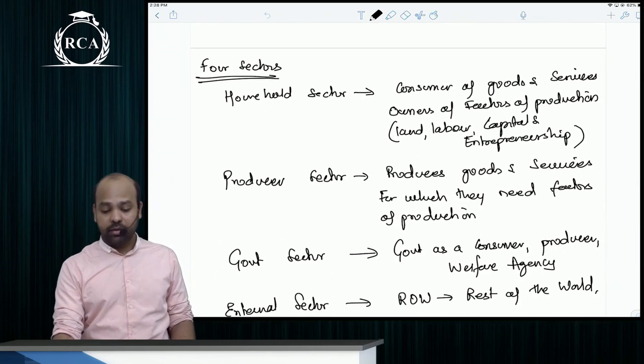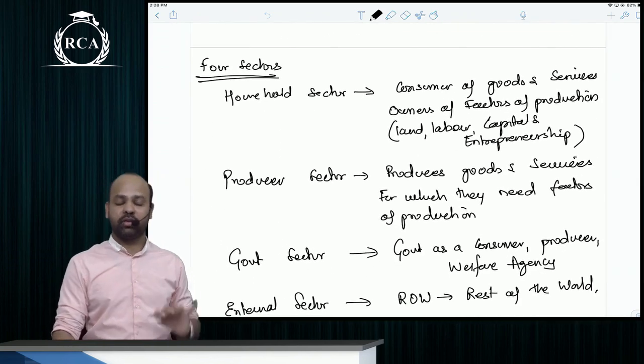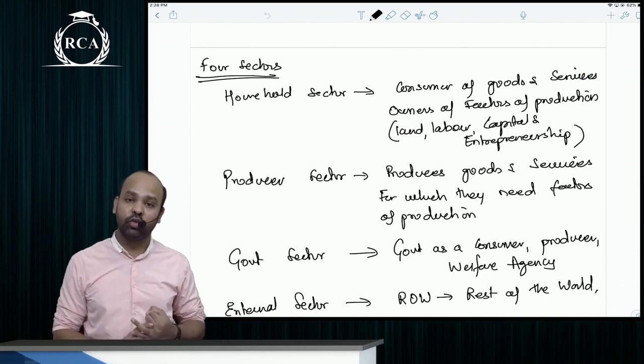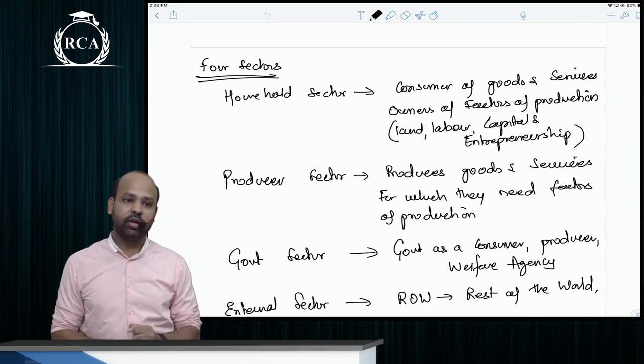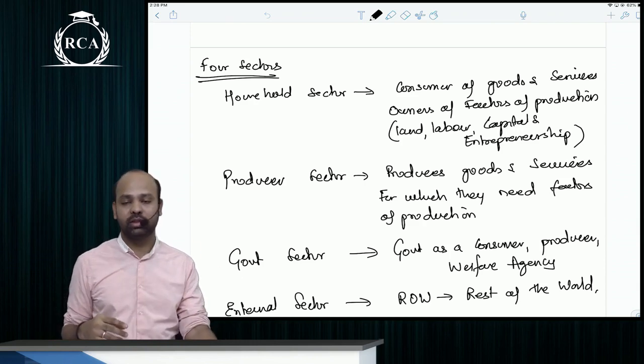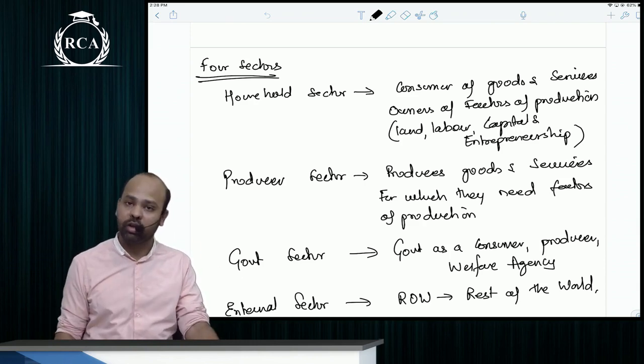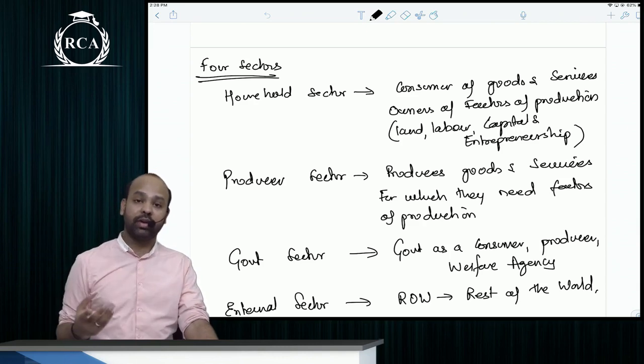Then guys, there are 4 sectors beta that you're supposed to understand. There is household sector, there is producer sector, then there is government sector, and then there is external sector, guys. Household sector is the consumer of goods and services. It is also the one that owns all the factors of production.